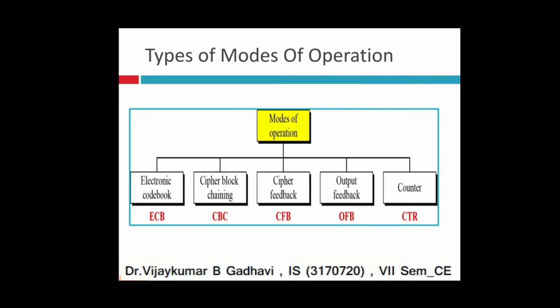Types of modes of operation. We can see the modes of operation are electronic codebook, cipher block chaining, cipher feedback, output feedback, and counter. Mainly we use the counter to count a few numbers and iterations, or the process or execution cycles.